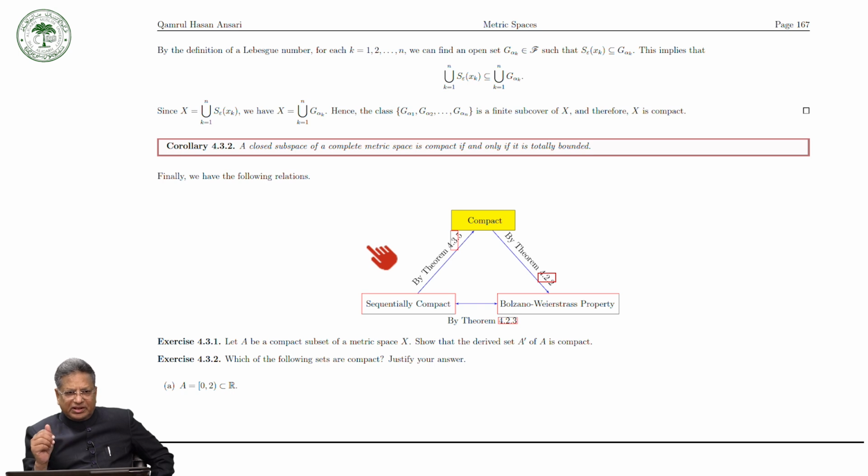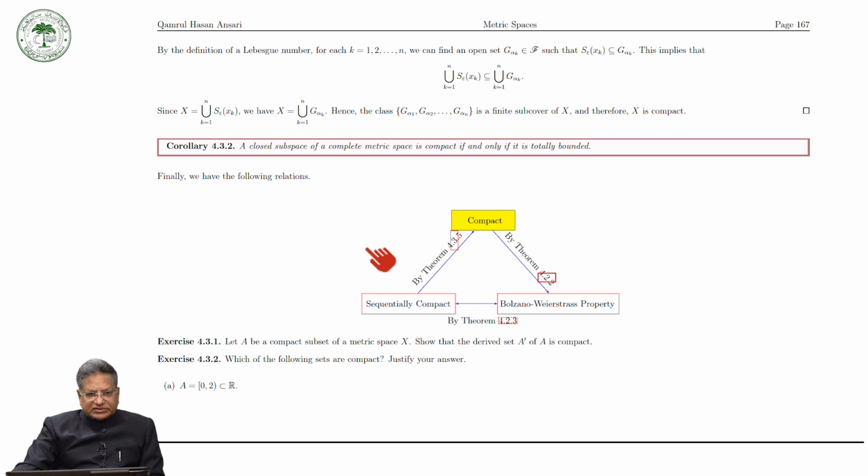For example, in this exercise we are proving A is a compact subset of a metric space X. Then we will have to prove that the derived set of A is compact. So what is the derived set? The derived set of A is equal to A union the closure of A. Okay, and we have already proved that the closed subset of a compact set is compact. So by using this you can try to prove this one. It is very simple, not very difficult.